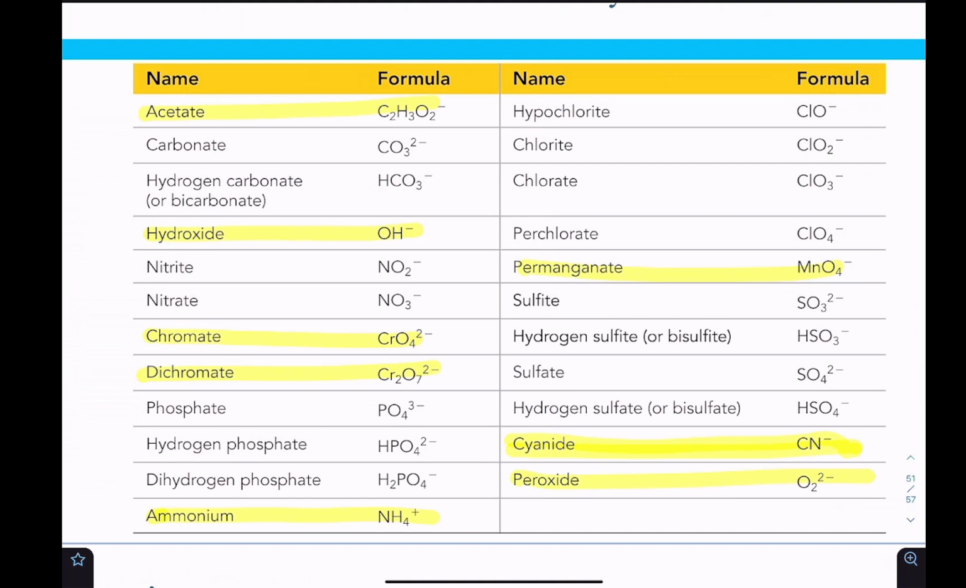So the ones highlighted are the ones we have to memorize. And some of these are on that list on Canvas. I think I have all of the ones I've highlighted on there. There's also another one that says polyatomic ion quiz study guide, at the bottom of the chapter 4 module. I believe all of these are in there.